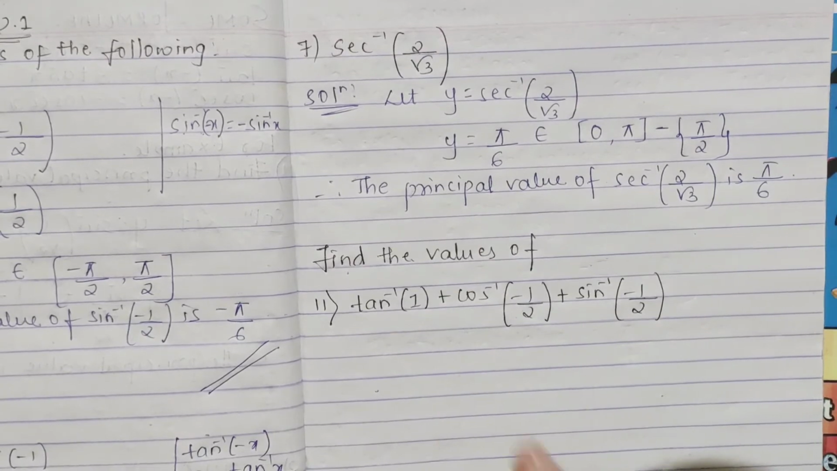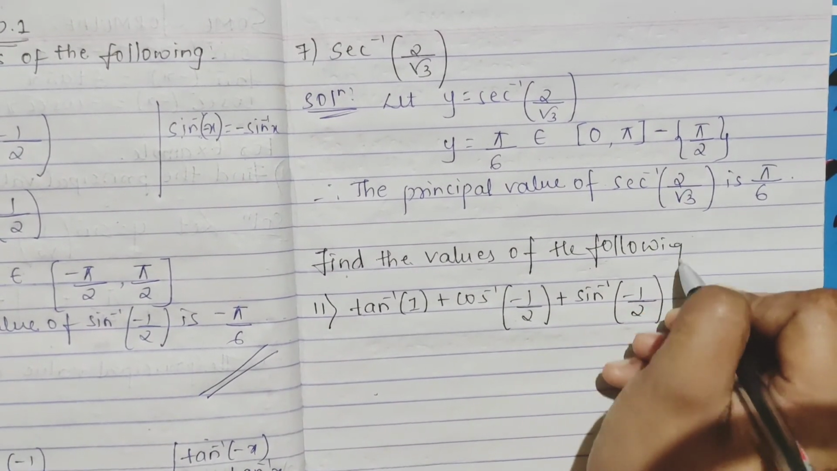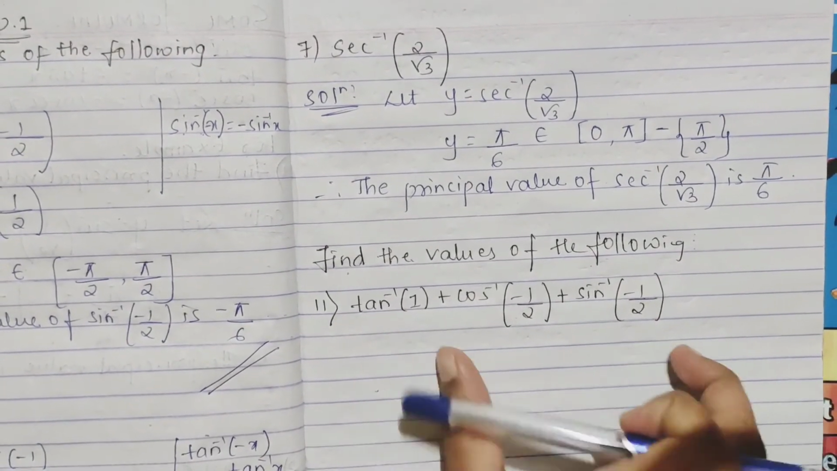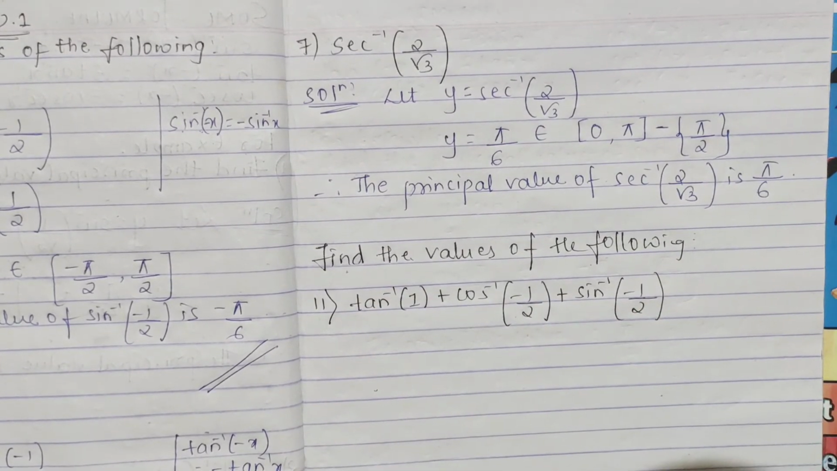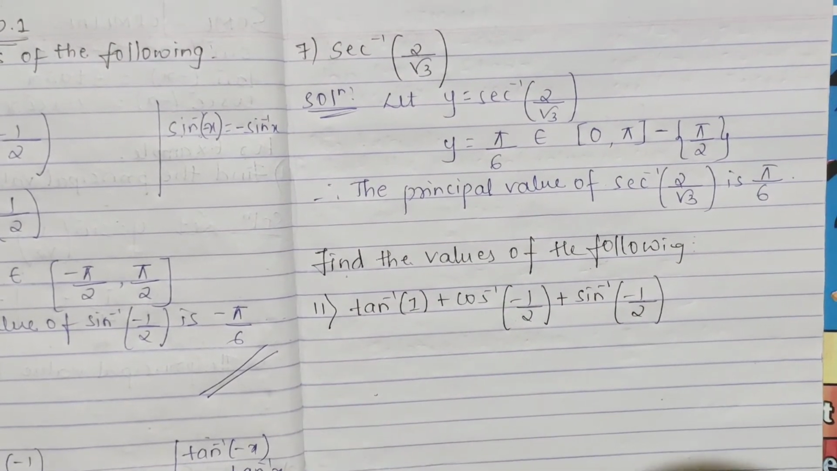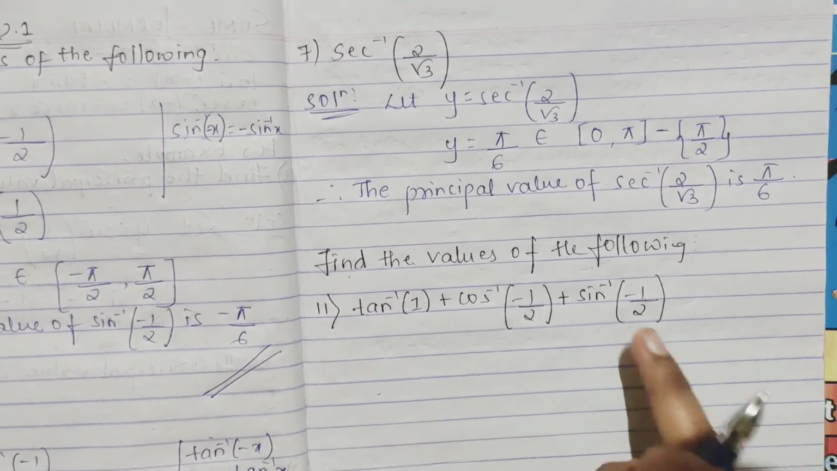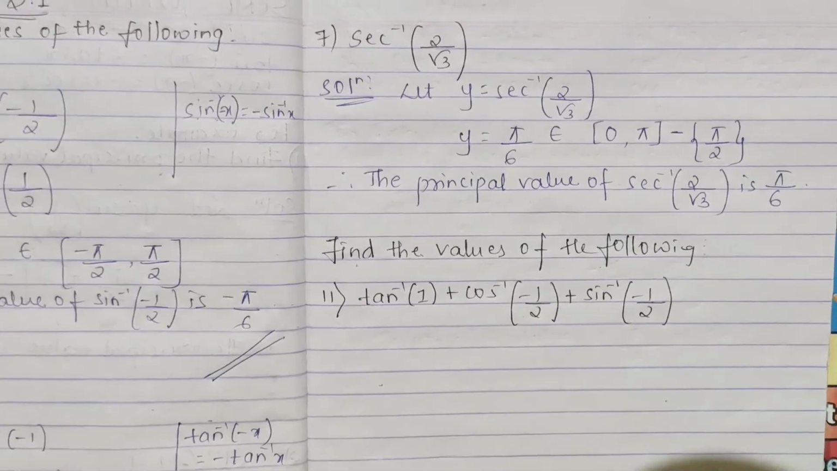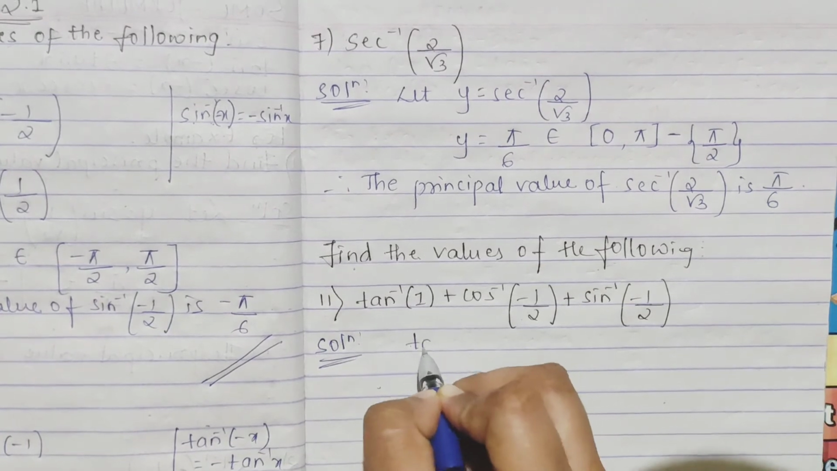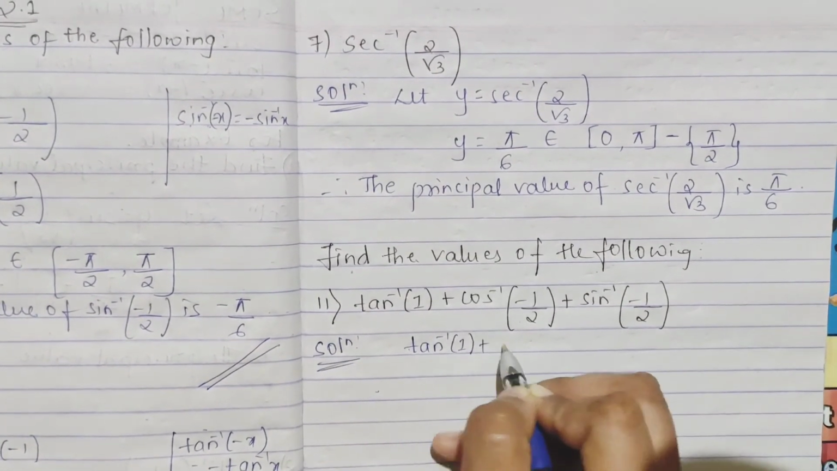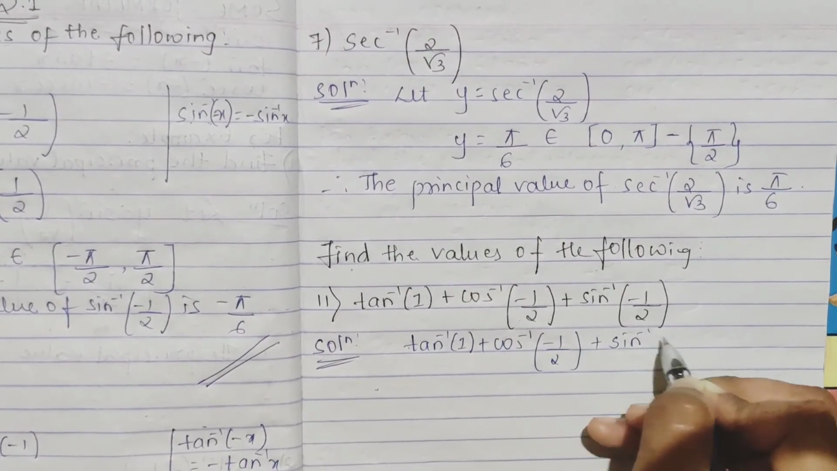Second main it is find the values of the following. So your 11th question, you just have to find the values. They have not said whether it belongs to the principal branch or not, they are just telling you to find the value. So they have given tan inverse 1 plus cos inverse of minus 1 by 2 plus sin inverse of minus 1 by 2. So this is simple only, right. First we'll write solution. So we'll write this as it is, tan inverse 1 plus cos inverse minus 1 by 2 plus sin inverse minus 1 by 2.